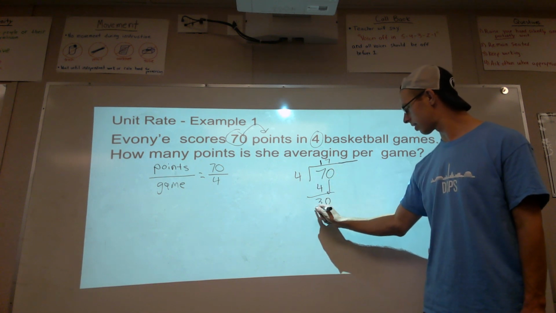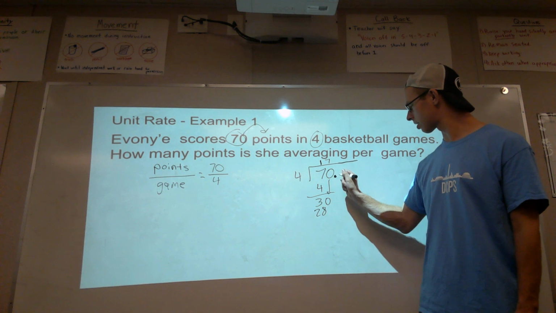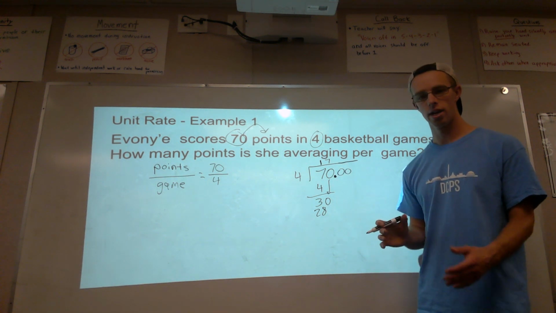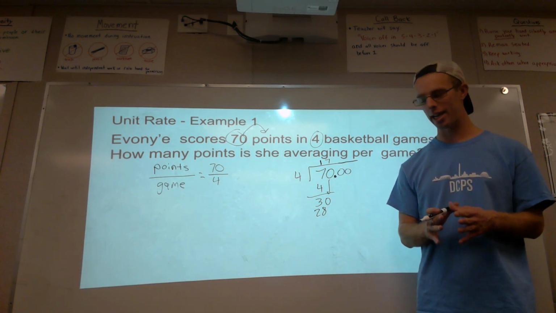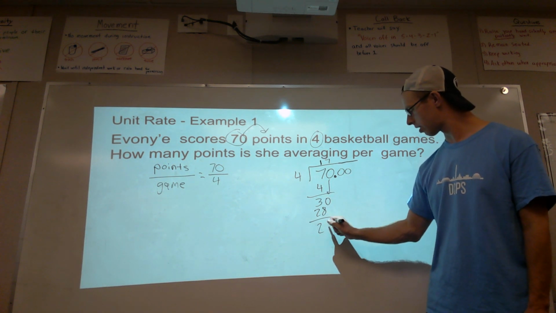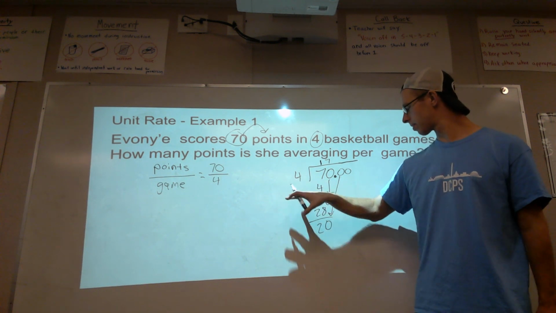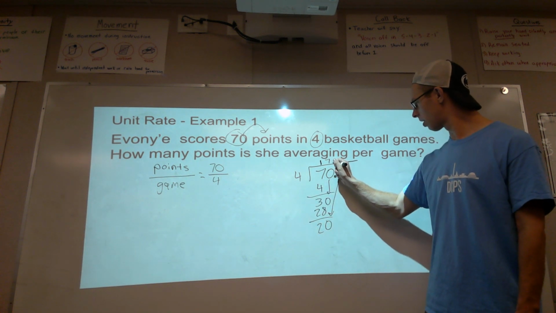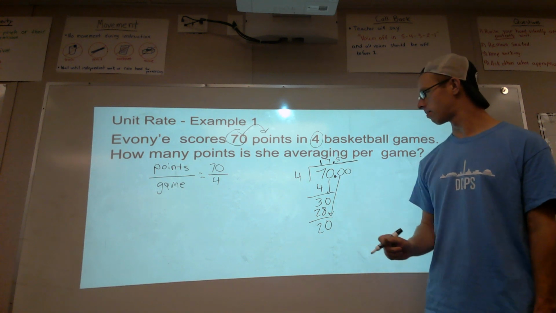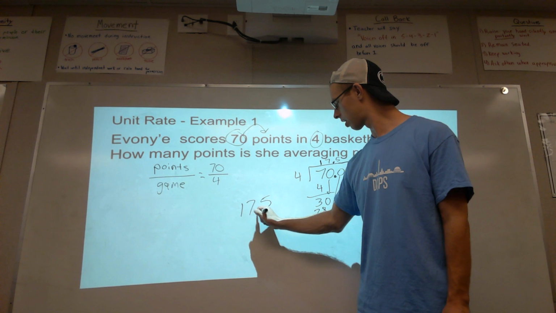And 4 times 7 is 28. There's some space left over, so I'm going to need to put a decimal here and add a couple zeros so that I can get an accurate answer. So 30 minus 28 is 2. Drop one of those zeros down. How many times does 4 go into 20? Well, it goes in 5 times. So the answer is 17.5. Okay?